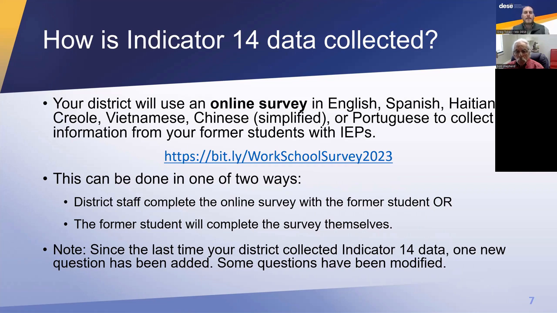You can complete the indicator 14 surveys in one of 2 ways. District staff may complete the online survey with a former student, or the former student may complete the survey by themselves. In situations where the web survey is not available or the student cannot complete it, you can complete the paper survey and record the responses, and then a district staff member can enter those responses into the online survey later on.